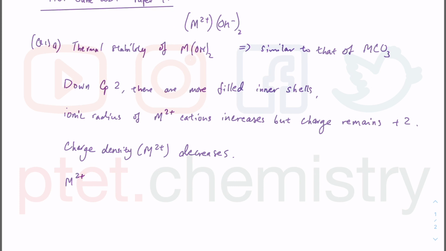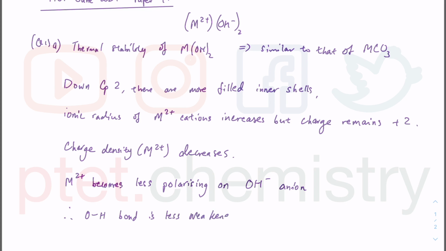Your M2 plus becomes less polarizing. Your cation polarizes the anion, so they become less polarizing on the anion, which in this case is hydroxide, because this question is specifically asking you on the hydroxide. Therefore the OH covalent bond is less weakened due to it being less polarized.